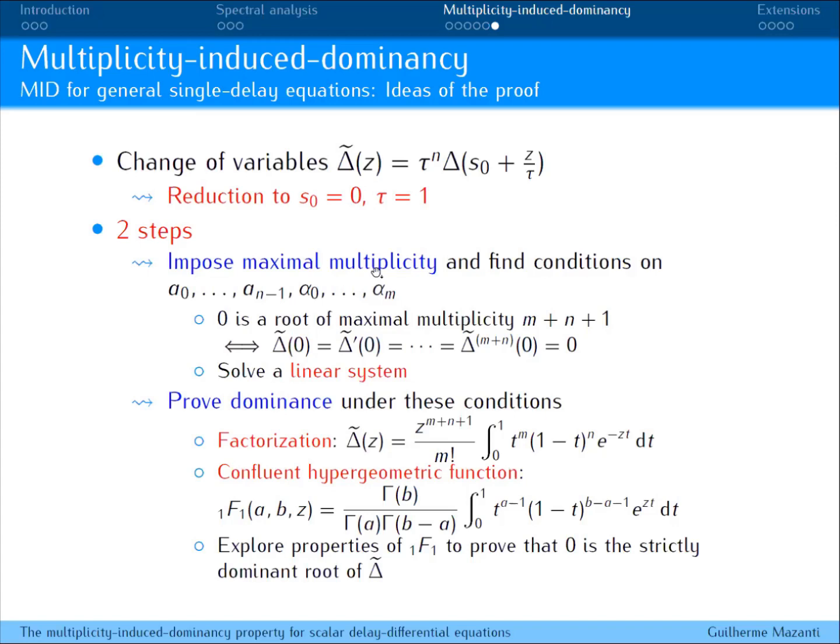And so I have just two steps for the two things that I want to prove. Imposing maximal multiplicity, which is the easy step. Essentially, what you do is that we know that 0 is a root of maximal multiplicity if and only if delta and all its derivatives up to order m plus n are equal to 0 at 0.